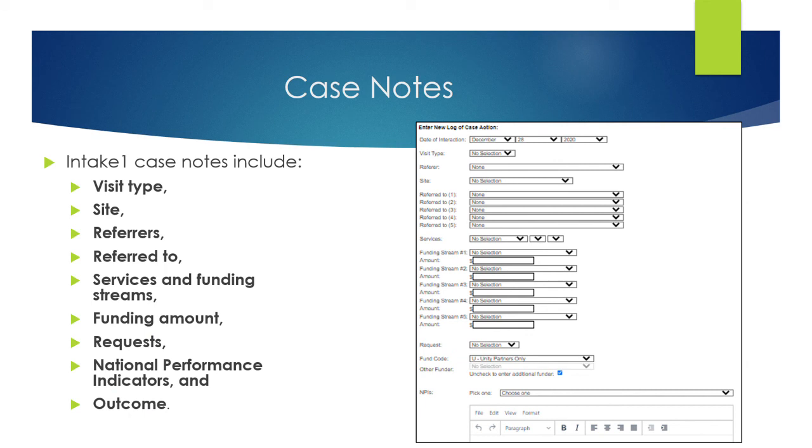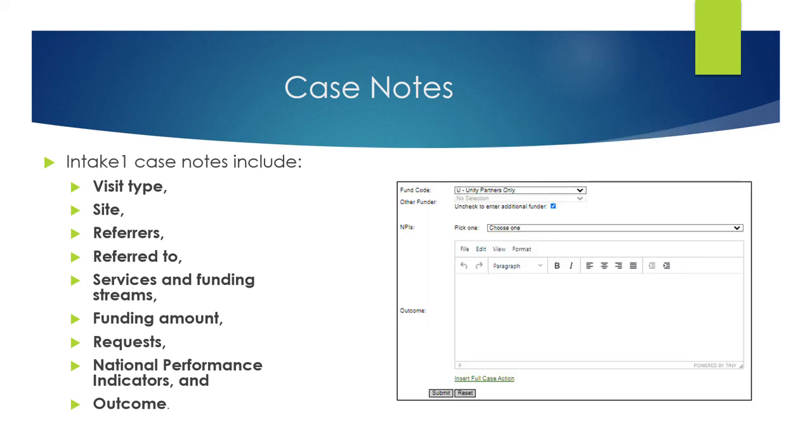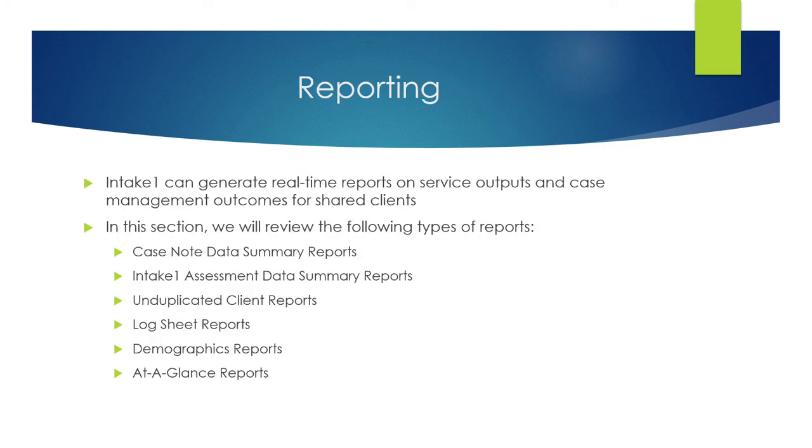Intake1 also allows service providers to make case notes. Case notes consist of information such as visit type, site, referrers, referred to, services provided, funding streams and amounts used to provide those services, client requests, and national performance indicators. Additionally, the outcome box is the place where staff are able to write their case note.